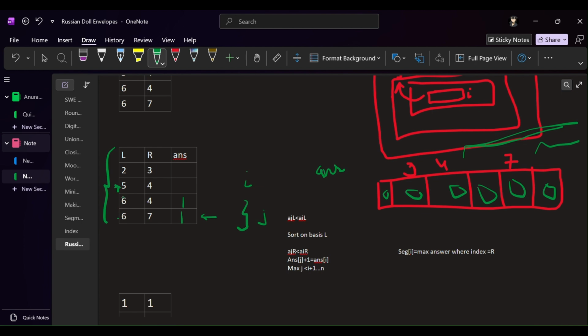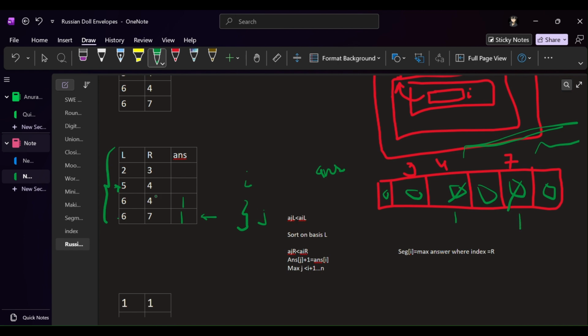For this we need to update the answer for these two indexes, because now L is lesser than 6, and if we update this value, calculating the answer for this L is not going to affect our answer. So for index 4 the value needs to be updated as 1, and for index 7, that is R7, the answer is going to be 1.